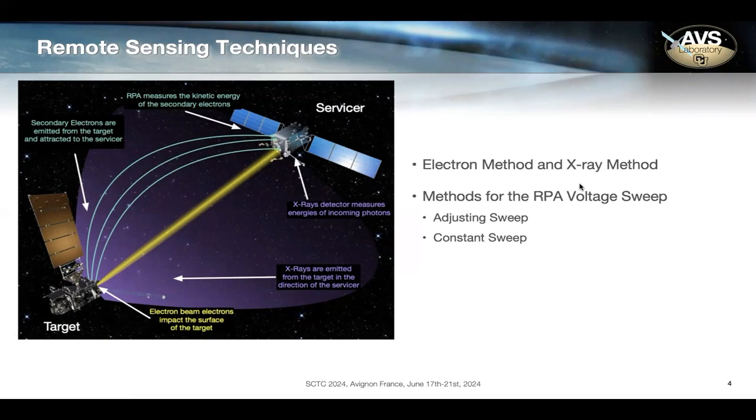The first is an adjusting sweep, where the resolution of the RPA voltage sweep is continually adjusted throughout the experiment. So, for instance, if we are measuring a target voltage range between 0 and 1000 volts, the initial resolution will be 200 volts. So we will measure 0, 200, 400, 600, 800, 1000. And once the target converges to our desired potential, we will adjust the resolution to be 50 volts and conduct the same sweep. And this will continue until you achieve the desired resolution.